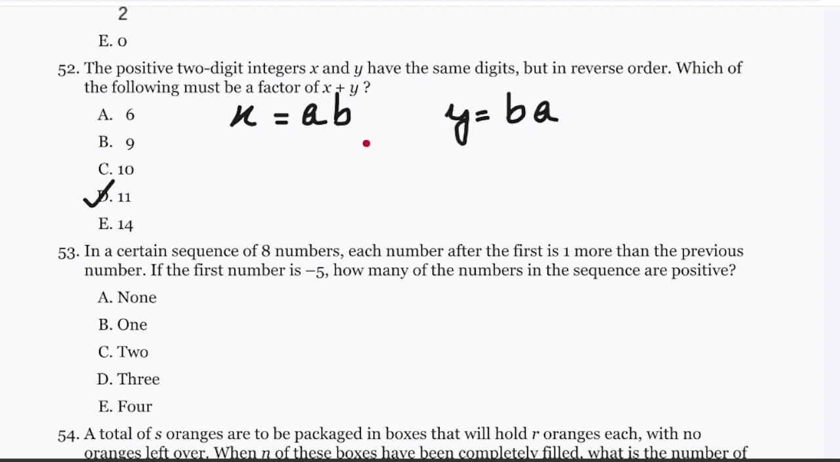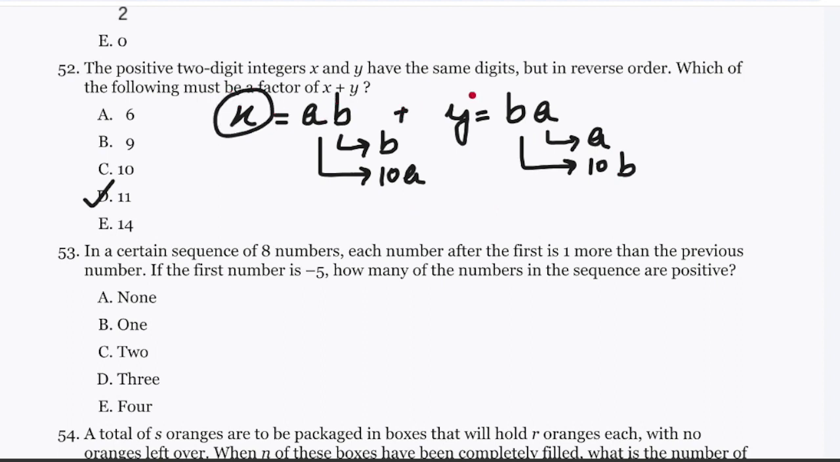Now if I take the place value, b is b, and a is 10 into a because that is the tens digit. In y, it is a, and b becomes 10 into b. Now if I add x and y, I'm not adding a, b, b, a. I'm adding 10a plus b, that is my x, and my y is 10b plus a.